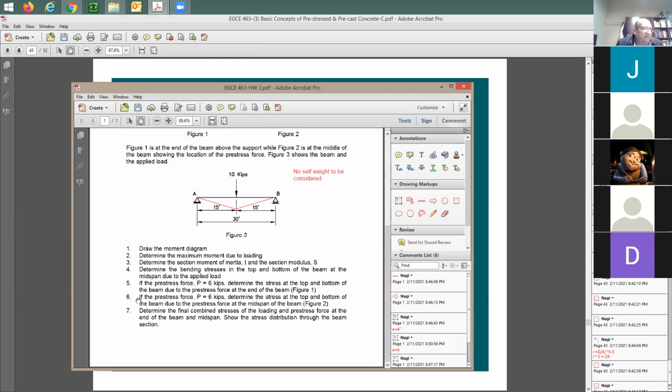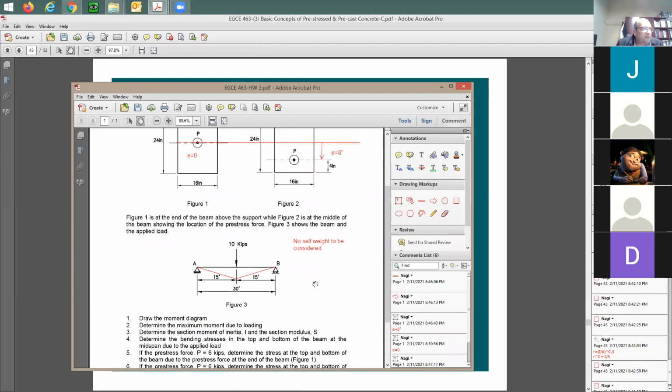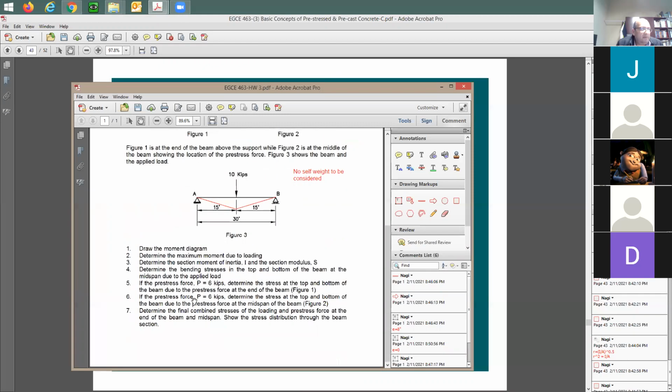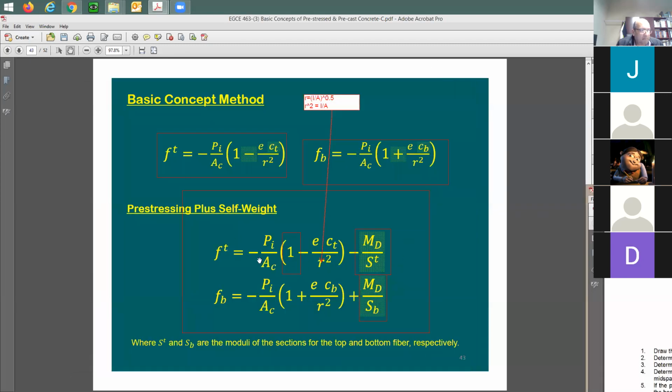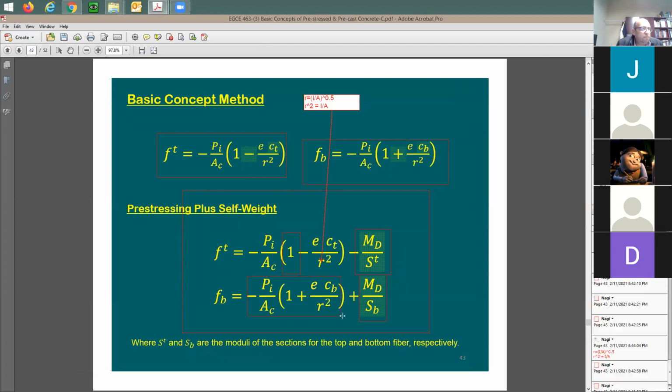And then after that, if the pre-stress force is equal to 6 kips, determine the stress on the top and bottom of the beam section in figure 2. Now you have E of 8, right? You're going to have a stress on top, a stress on the bottom. This gives you the top, this gives you the bottom, this gives you this term here. Just do this term.